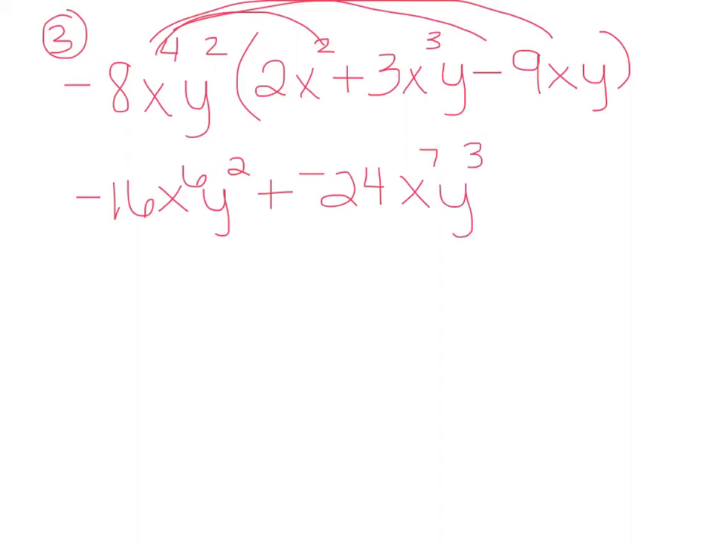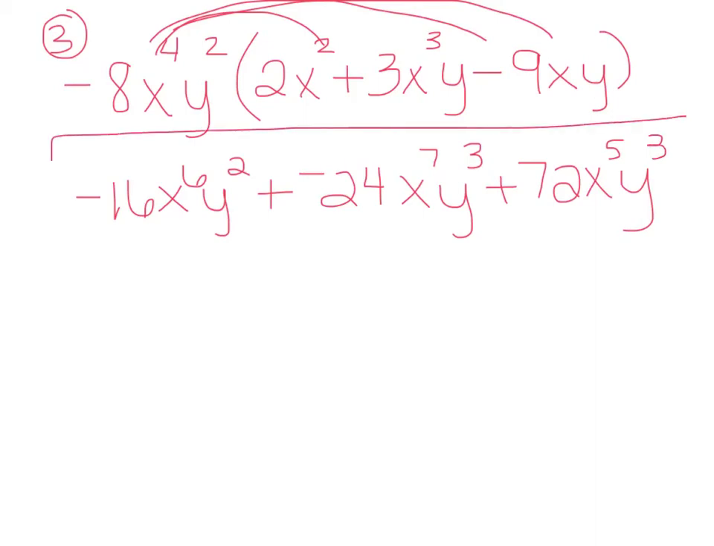And then finally, we have negative 8 and negative 9. Remember, it's a negative 9 because there's a minus sign here. Negative 8 times negative 9 gives you a positive 72. And we have x to the 4th and x, which gives you x to the 5th. And then we have y to the 2nd and y to the 1st, so that gives you y to the 3rd. And there is your answer. You can't combine any of those together because they all have different exponents on the x's and y's.